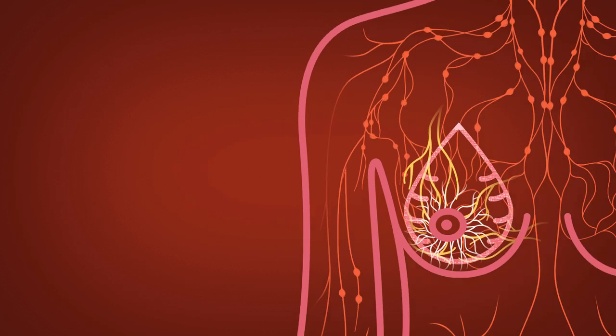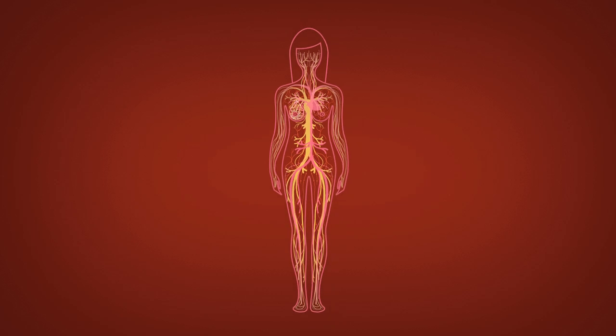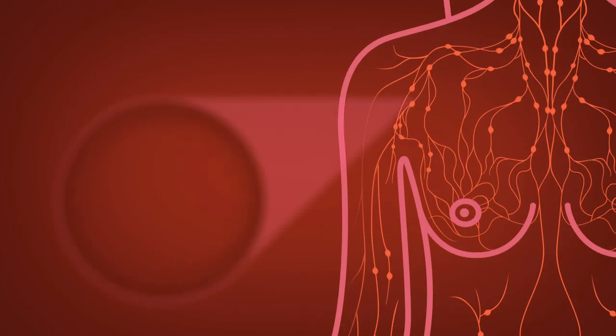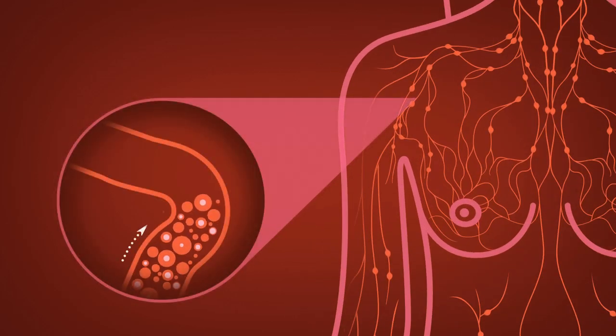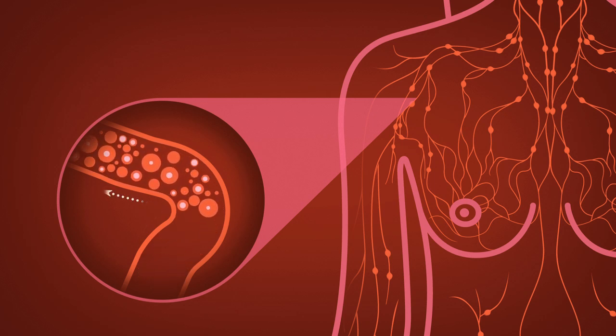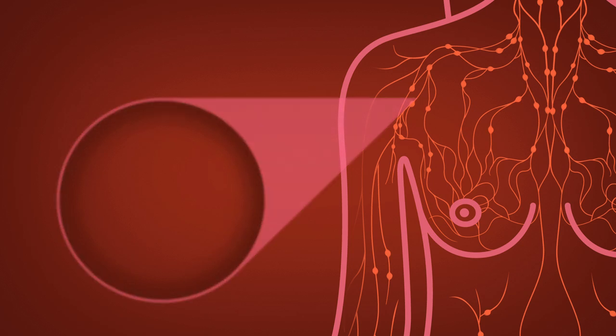nodes, and blood vessels. The lymph system, which is part of the immune system, is a network of lymph vessels and lymph nodes running throughout the entire body, similar to how the blood circulatory system distributes elements throughout the body. The lymph system transports disease-fighting cells and fluids.